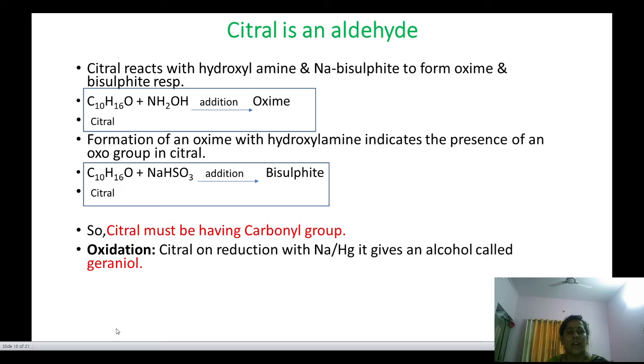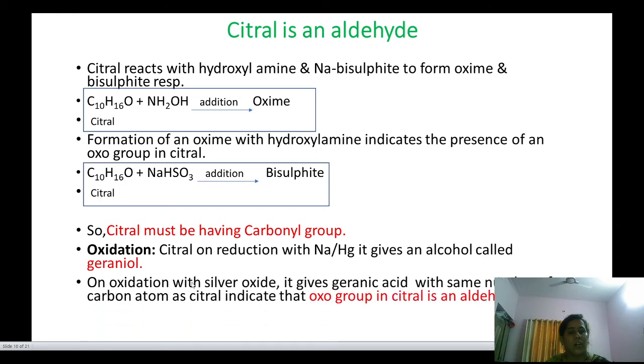Next reaction is of oxidation. Citral on reduction with sodium amalgam gives an alcohol, called geraniol. Actually it is a reduction reaction; by mistake it is printed as oxidation. Okay, on oxidation with silver oxide, it gives geranic acid with the same number of carbon atoms as citral, which indicates that the oxo group present in citral is an aldehydic one.